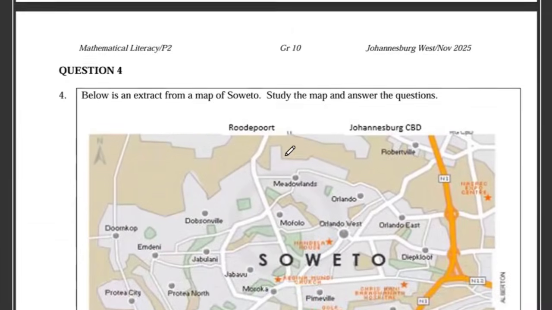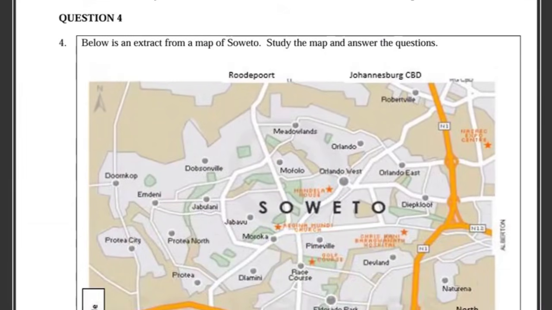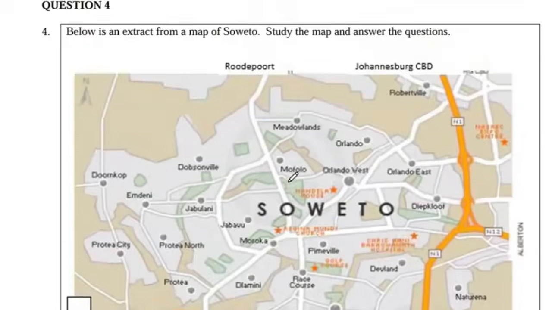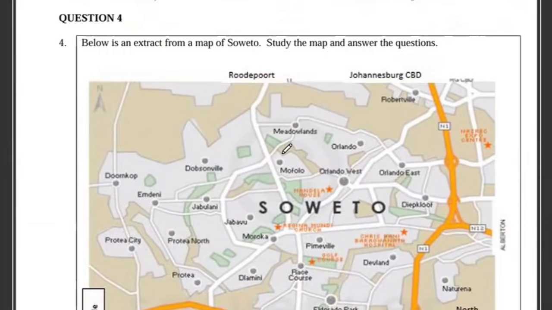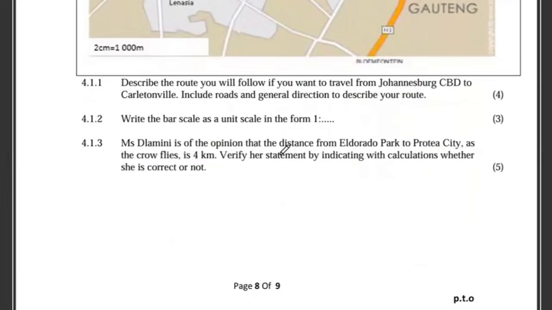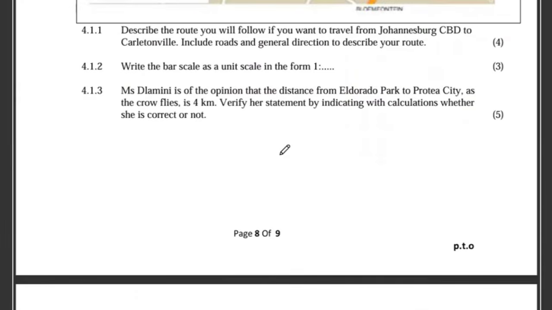Okay. Question number 4. We are looking at question number 4, you shall be looking at the map of Soweto. Below is an extract from a map of Soweto. Study the map and answer the questions. Question number 4.1.1. Describe the route you will follow if you want to travel from Johannesburg CBD to Carltonville. Include roads and general direction to describe your route.